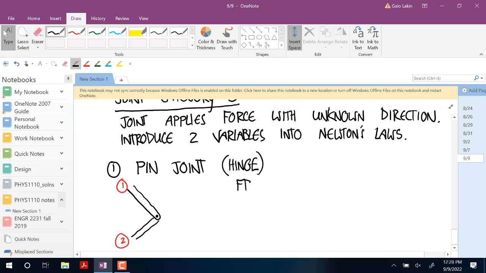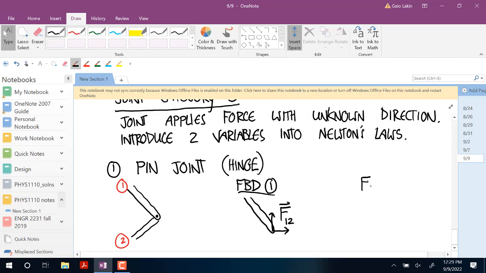A free body diagram of body 1 looks like this. And we'll call the force vector the force on 1 by 2. And it's going to be really important when we start getting into connections of lots of bodies with lots of joints that you get used to careful use of that subscript notation.